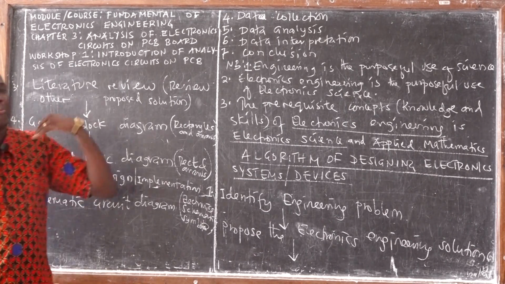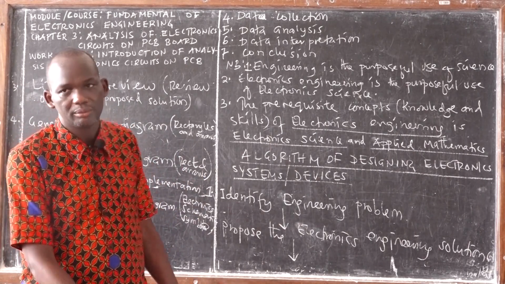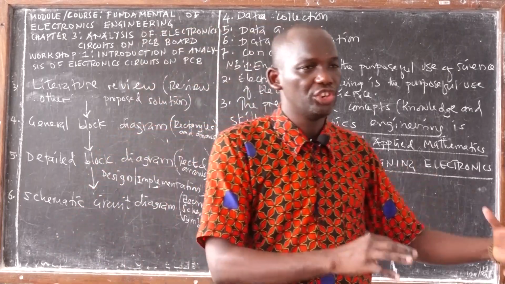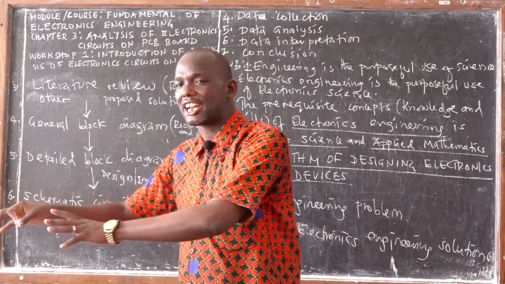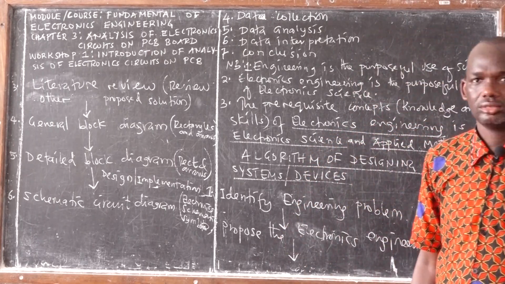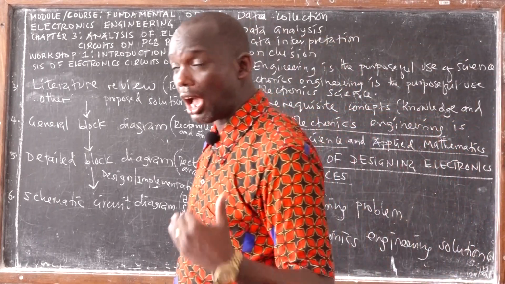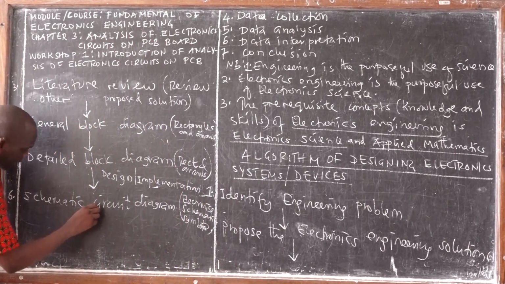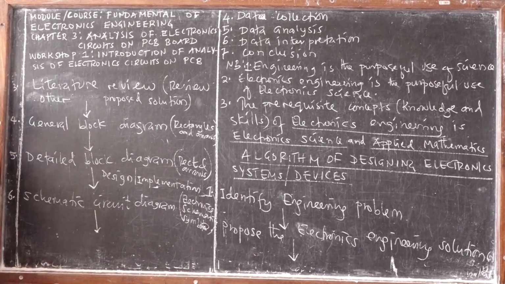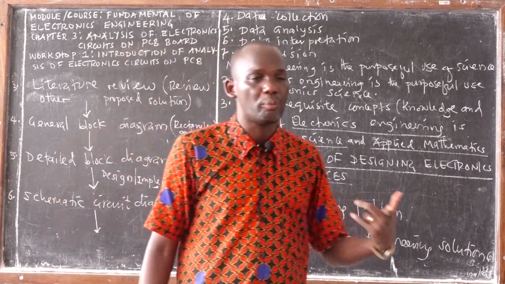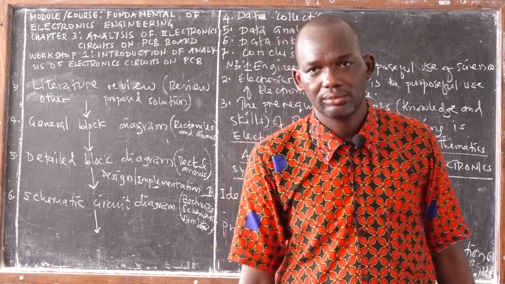You might have more than one schematic circuit diagram. For instance, if you have a transmitter unit and receiver unit, you might have a schematic circuit diagram for the transmitter and a schematic circuit diagram for the receiver. Are we together? Then once we have our schematic circuit diagram, that's the good news. Now we have something in our hands that we can simulate. We can test it by using computer simulation software.